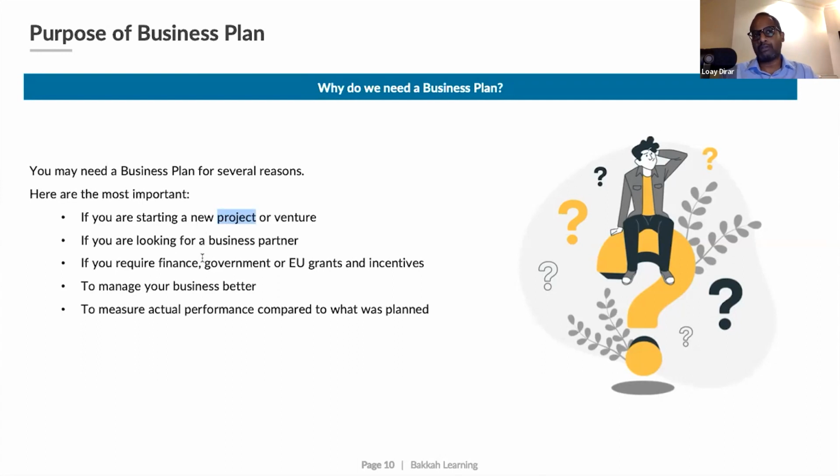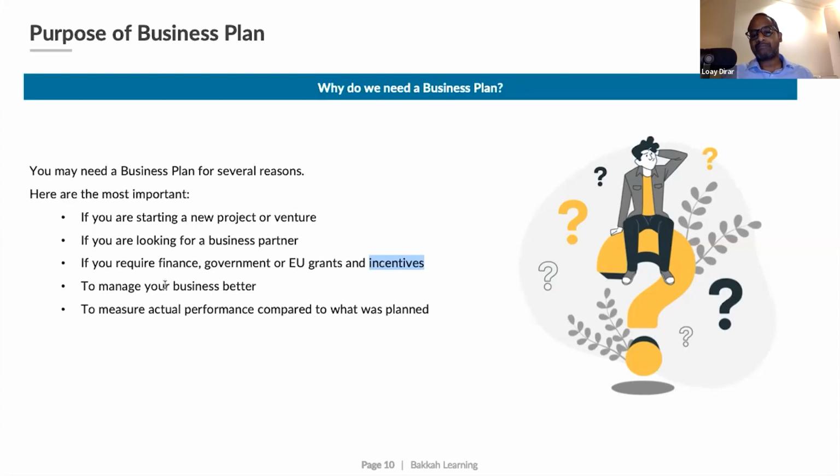If you're looking for a business partner, someone who's going to help you share the expenses and the risks for any new idea you want to dive into, make sure you have a convincing document that would convince the partner to think seriously about partnering with you. A business plan can also be used to acquire finance, either from banks, from the government, or from the EU in the form of grants or incentives, such as subsidies by the government, tax exemptions, or any kind of incentives.